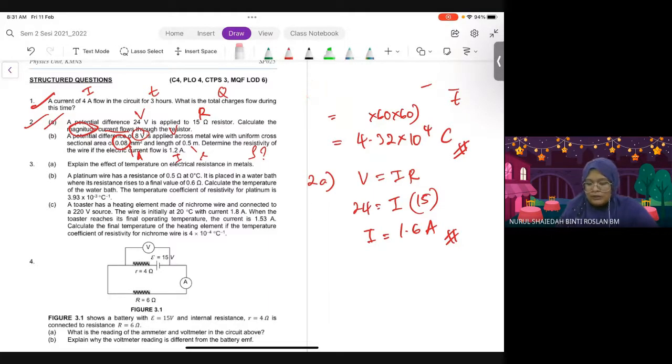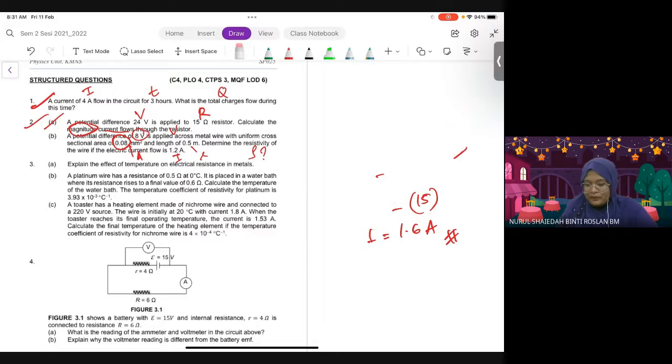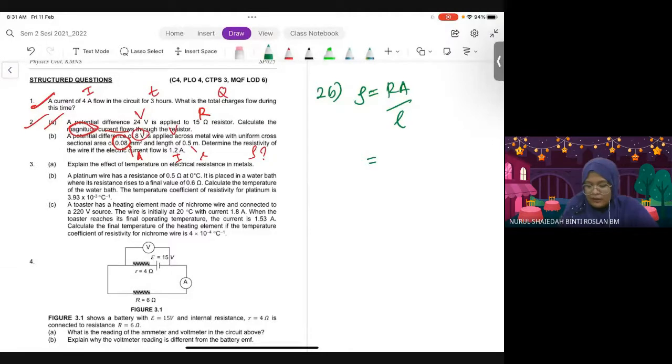Okay, so macam mana saya nak buat ni? Saya akan guna formula ada kait dengan rho lah. So 2B. Rho sama dengan RA over L. So do we have R? No, but we have A. R saya tak ada. Area saya is given 0.08 times 10 power of negative 6. Kenapa negative 6? Because you change into meter. You change into meter power of negative 3. But squared, so that's why they become negative 6 lah. So you divide by the length is 0.5.